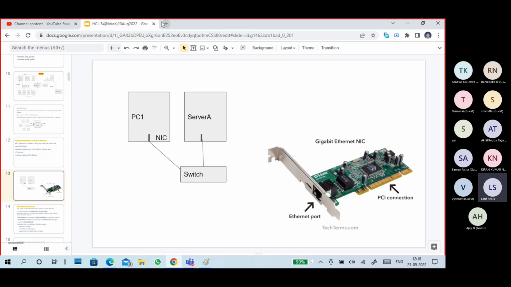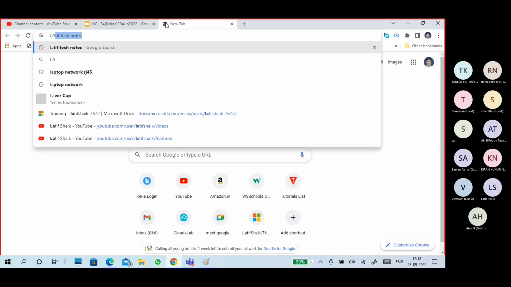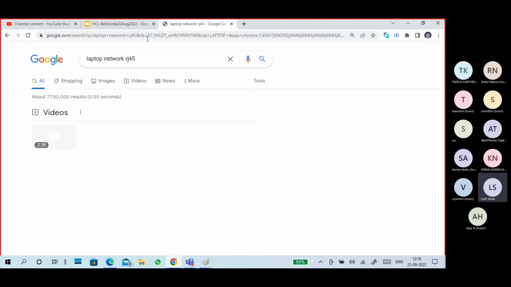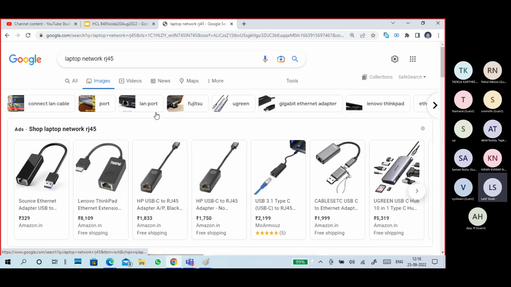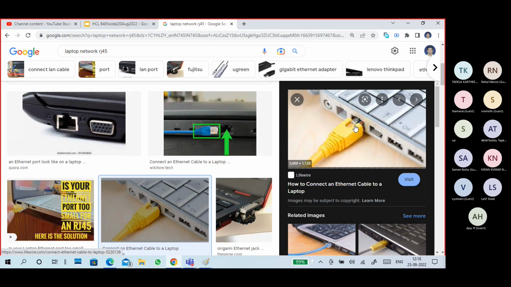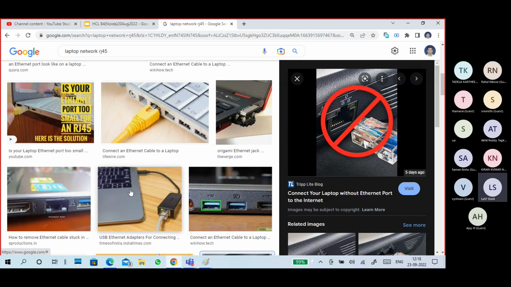This is the part. Nowadays, if you check a laptop, we have this connection, right? We connect a wire to this port. This is the socket. We call it an RJ45 port or RJ45 socket. So like this we connect. See, this is how we are connecting.